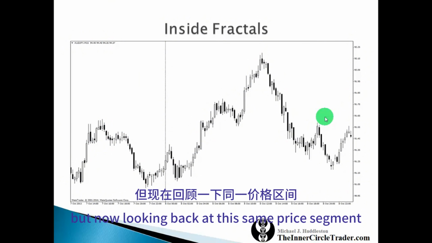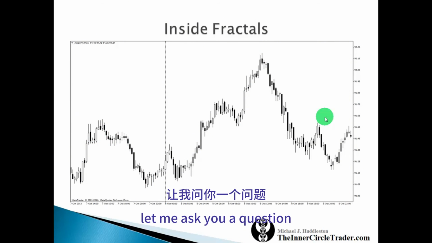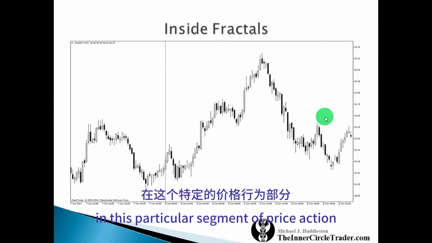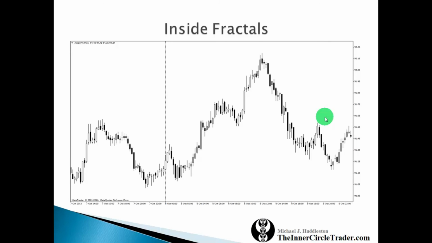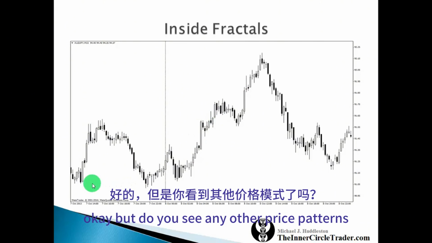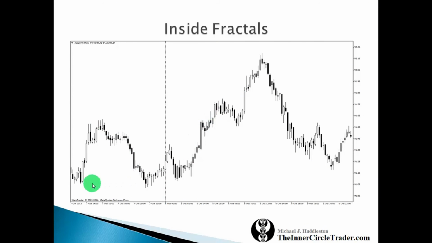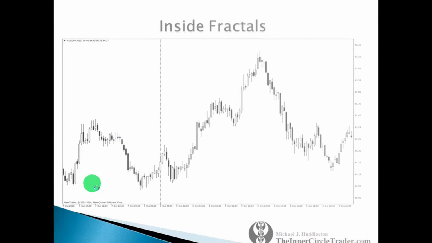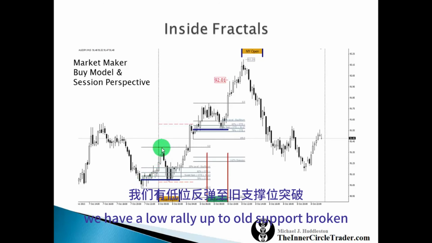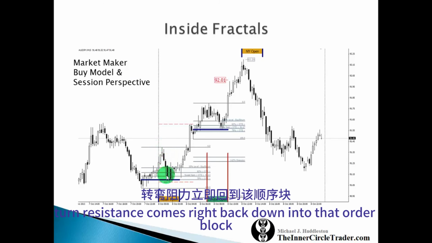But now looking back at this same price segment, let me ask you a question. What other fractal patterns do you see in this particular segment of price action? We've already outlined the buy model here. Okay, but do you see any other price patterns? We have a low, a rally up to old support, broken, turned resistance, comes right back down into that order block.